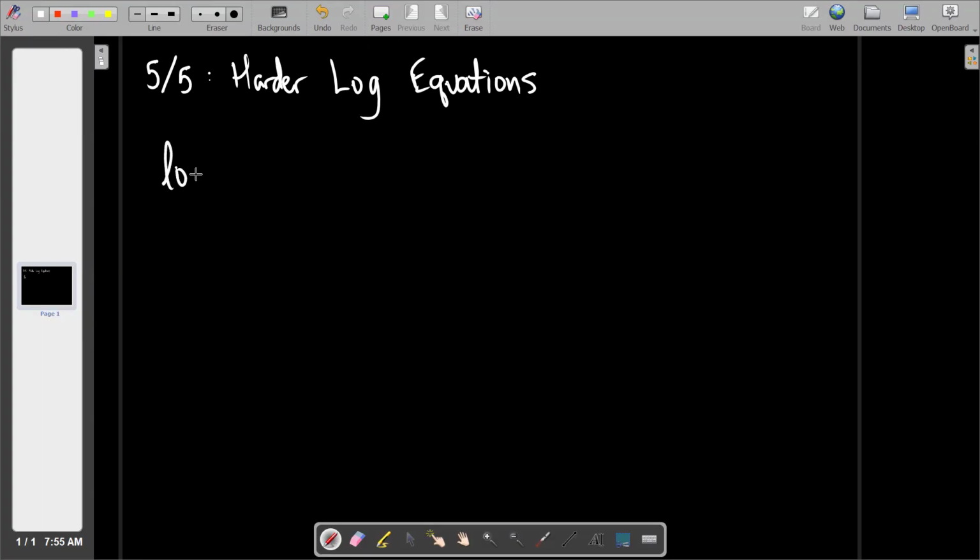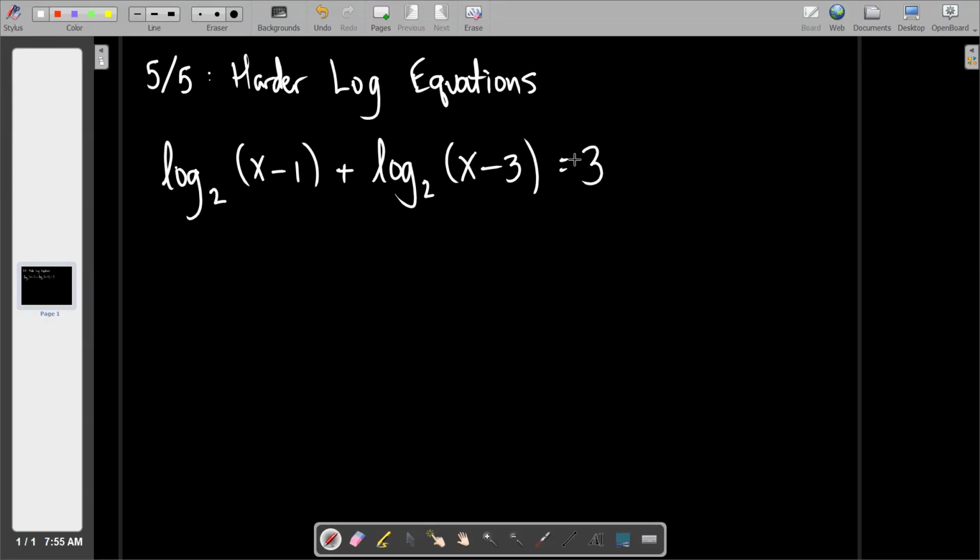So we have log base 2 of x minus 1 plus log base 2 of x minus 3 equals 3. The process is not new. You learned the process last week. The idea is that we cannot proceed if there are two logs on the left-hand side. So we have to condense those two logs down into one.